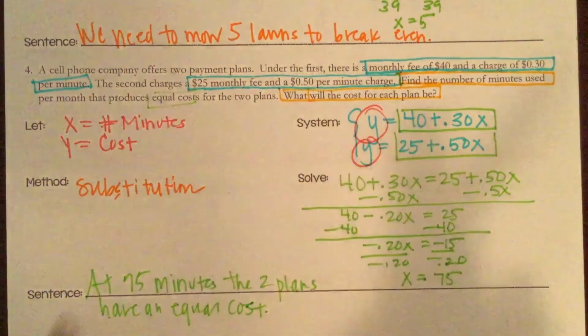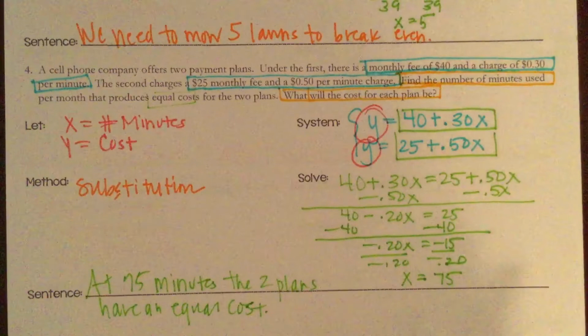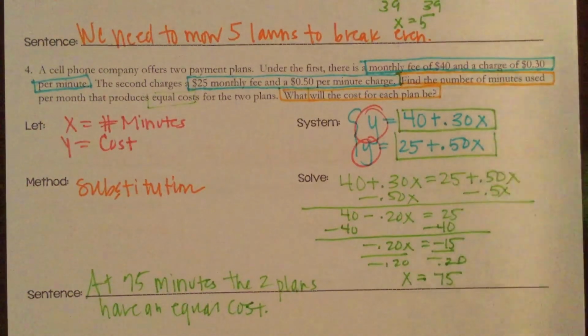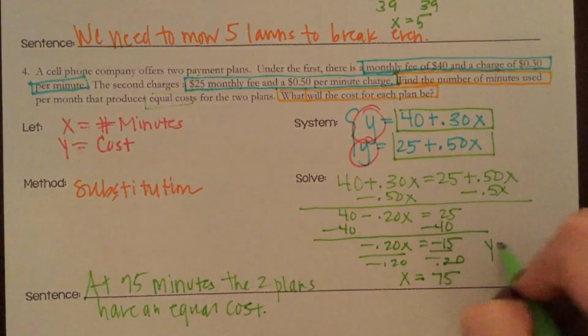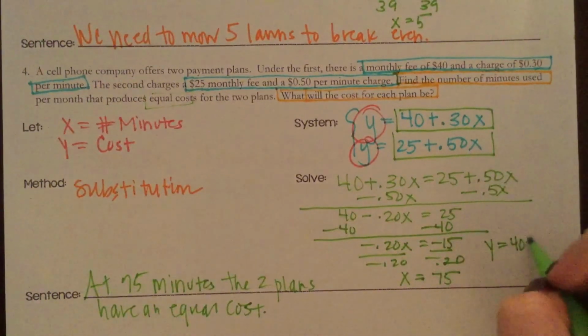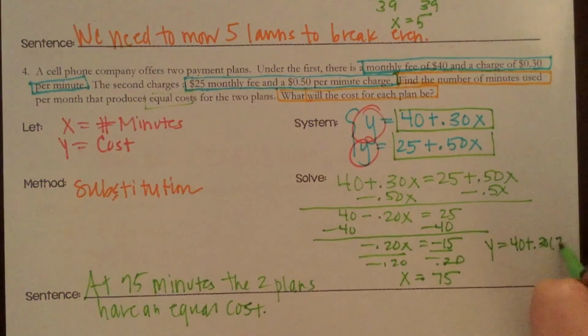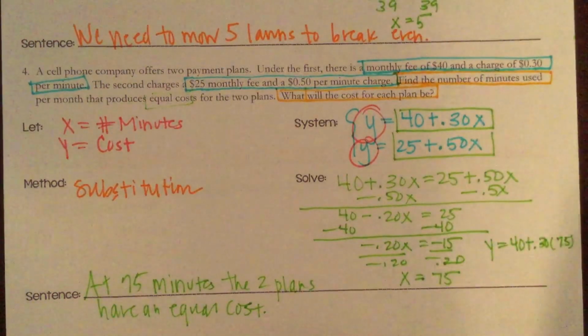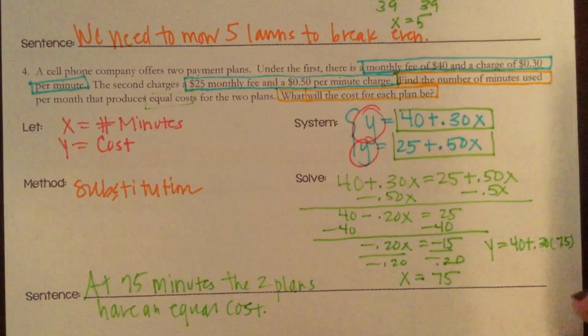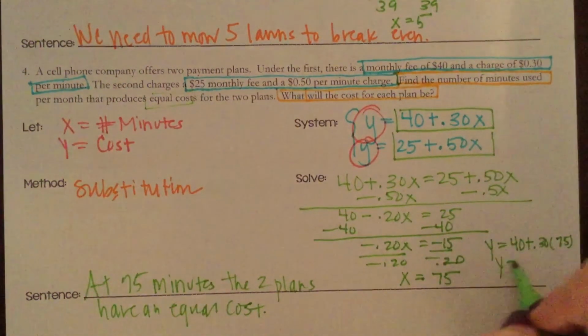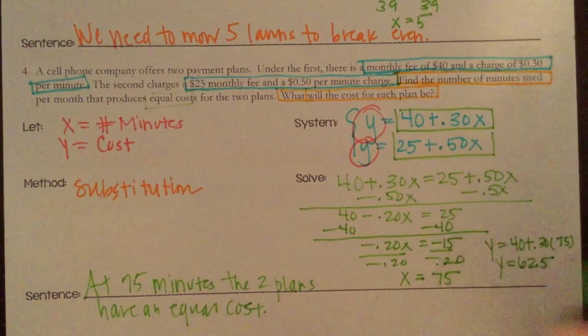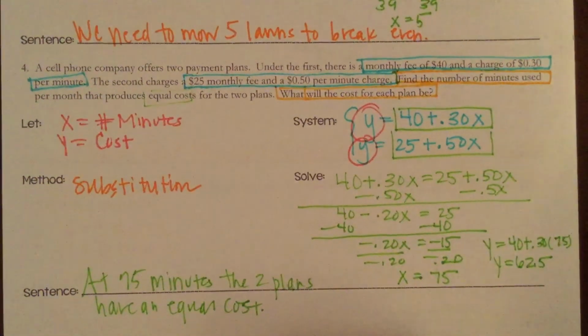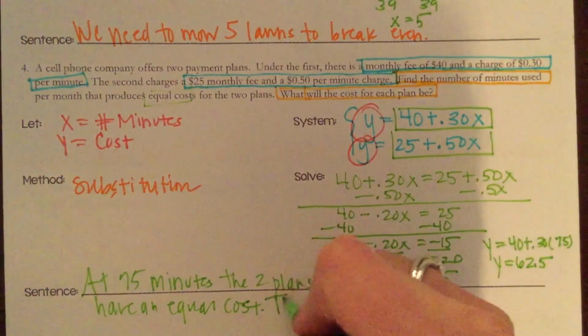In order to do that, we need to figure out the value of y. Plugging back into either of our original equations, I'll just take the top one. y is equal to 40 plus 0.30 times 75. Right? Multiply 0.30 times 75 and add the 40 back, and we end up with y equals 62.5. So interpreting that, it means that the cost for each plan will be $62.50.